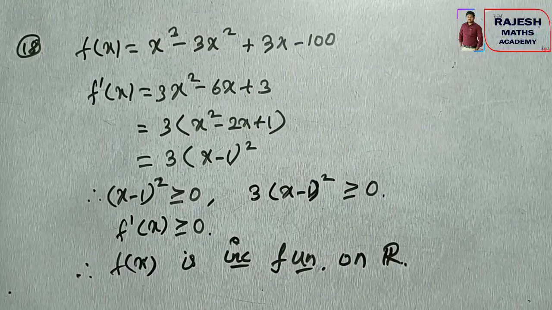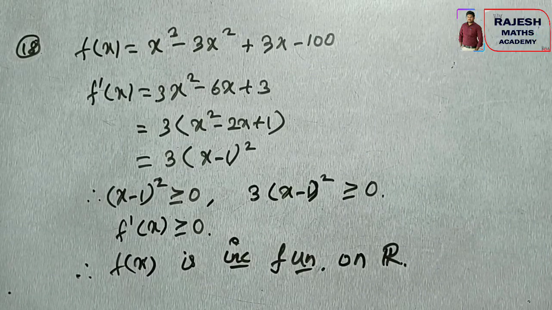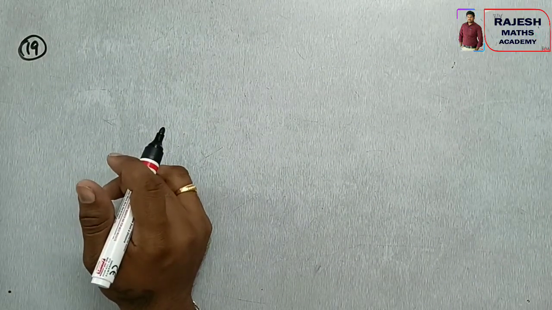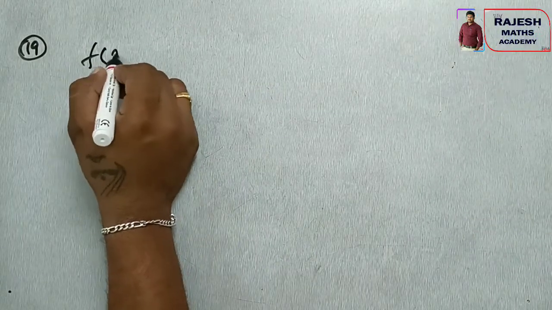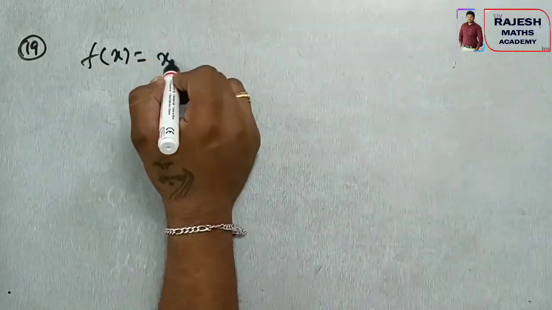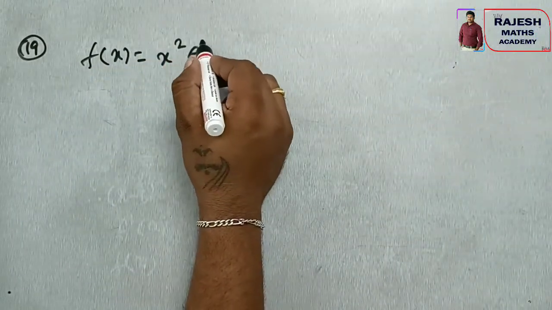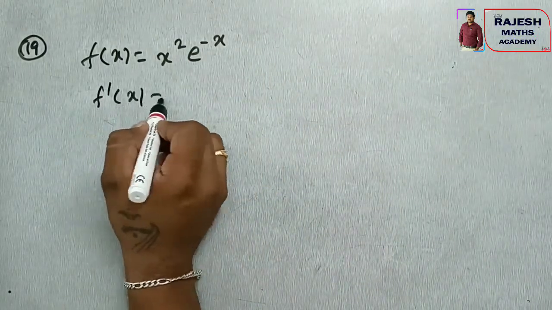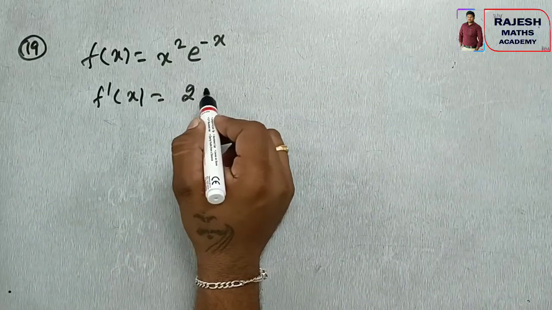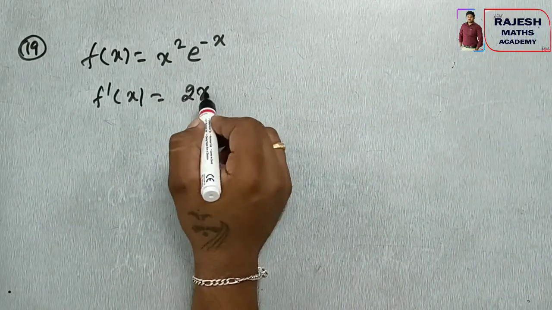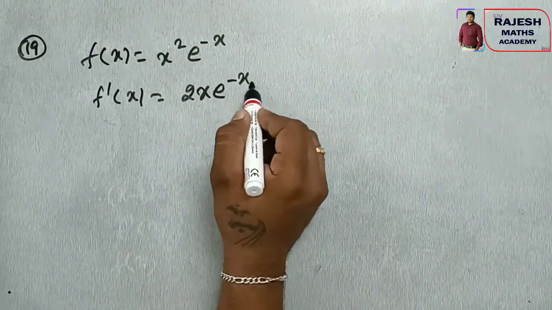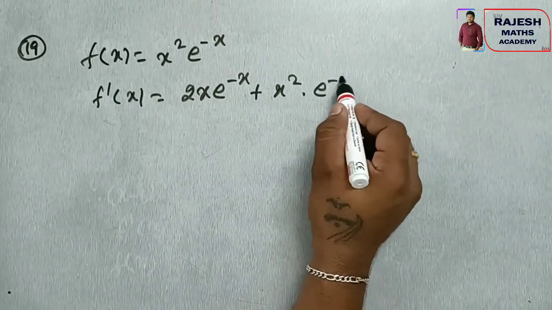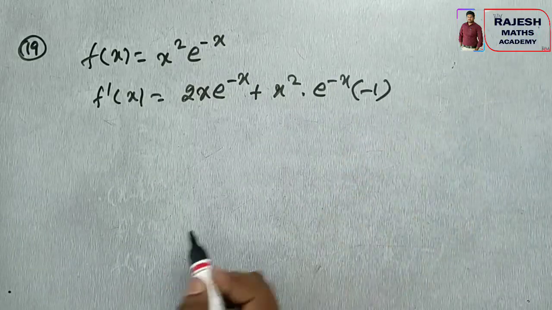Next to last question, 19th question, MCQ. What is given here? Find the intervals in which the function is increasing. So f of x equal to the given function, x square into e power minus x. So what is f dash of x? We have to apply the product rule. So differentiation of x square equals 2x into e power minus x, then x square into e power minus x into minus 1.